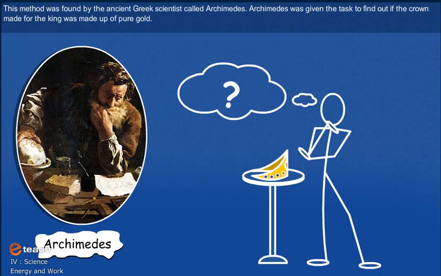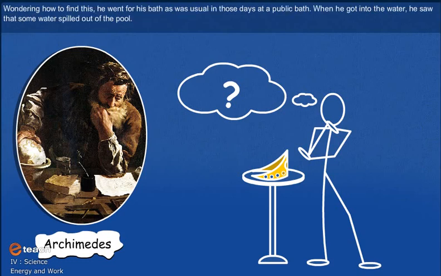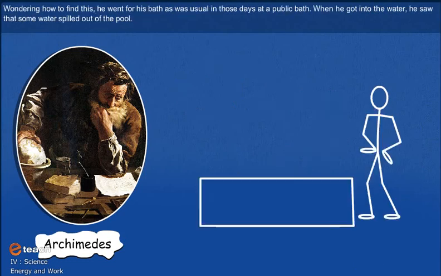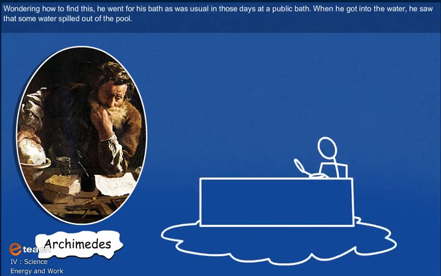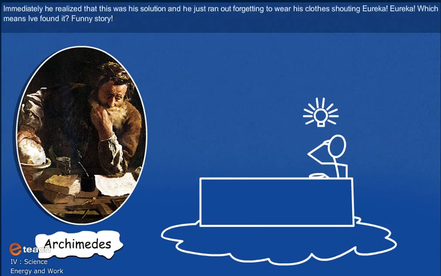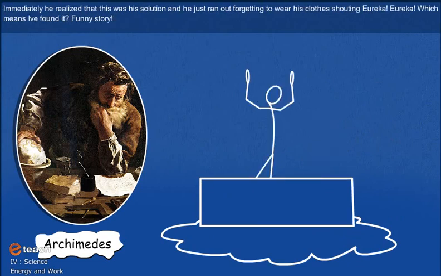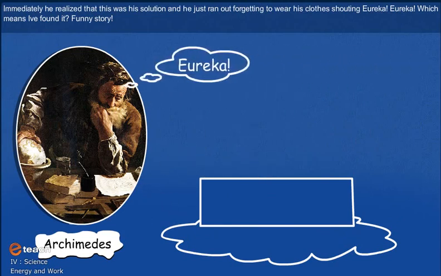Archimedes was given the task to find out if the crown made for the king was made up of pure gold. Wondering how to find this, he went for his bath, as was usual in those days, at a public bath. When he got into the water, he saw that some water spilled out of the pool. Immediately he realized that this was his solution, and he just ran out, forgetting to wear his clothes, shouting, "Eureka! Eureka!" which means, "I found it."